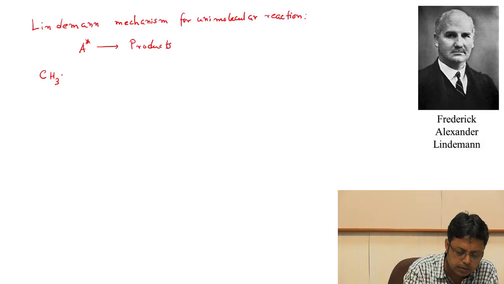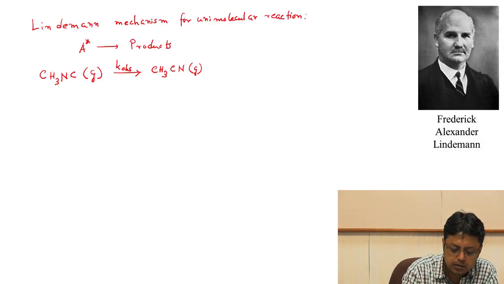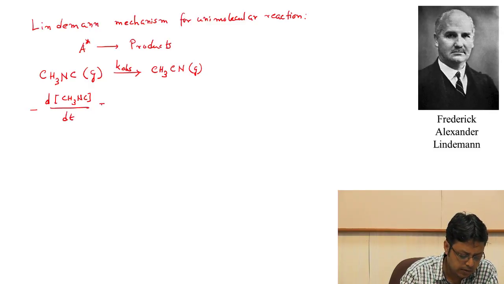To give you an example of the unimolecular reaction, for example, this isomerization, isocyanide to cyanide, you see some observed rate law. If you write it in terms of the reactant, I'm using a negative sign, so that is found to be minus K into CH3NC.